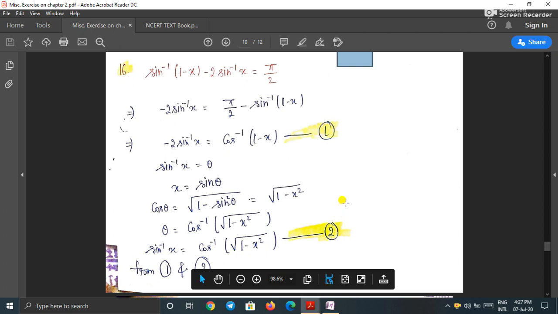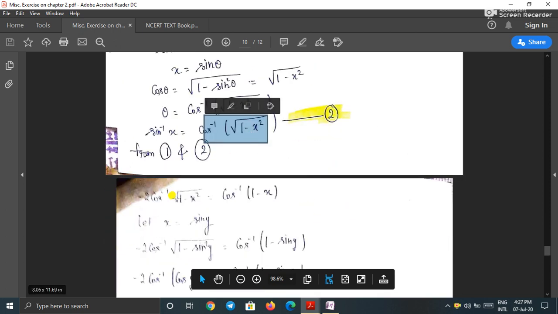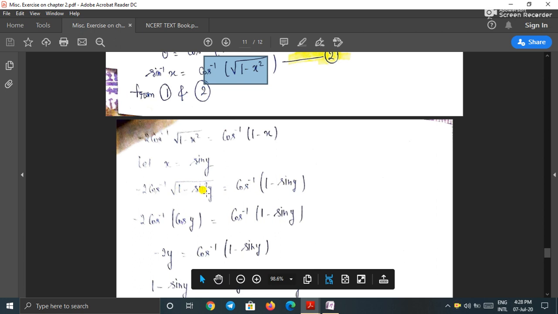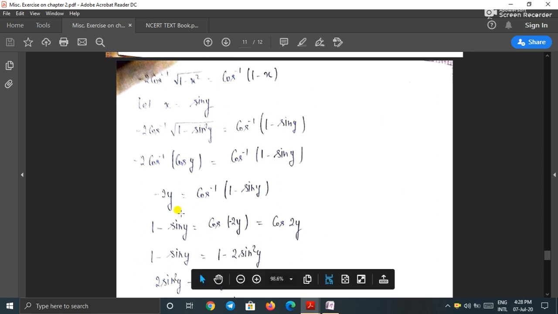Now from equation 1 and 2, simply put the value of sine inverse x in terms of cos inverse x in equation 1. You will get minus 2 cos inverse under root 1 minus x square is equal to cos inverse (1 minus x). Now again let us put x is equal to sine y. Minus 2 cos inverse under root 1 minus sine square y is equal to cos inverse (1 minus sine y). 1 minus sine square y is what? Cos square y. The square root is already there, so cos y remains, means minus 2y is equal to cos inverse (1 minus sine y).